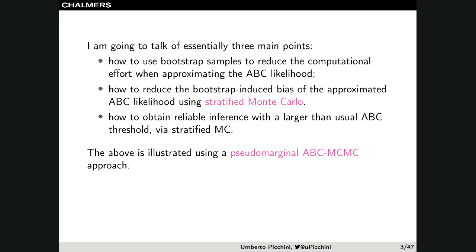So what we did was to embed these tools in a pseudo-marginal ABC MCMC sampler, but this is not required. You can use a different sampler. The core of this methodology is about approximating the ABC likelihood, and the way you want to use this approximation is up to you.